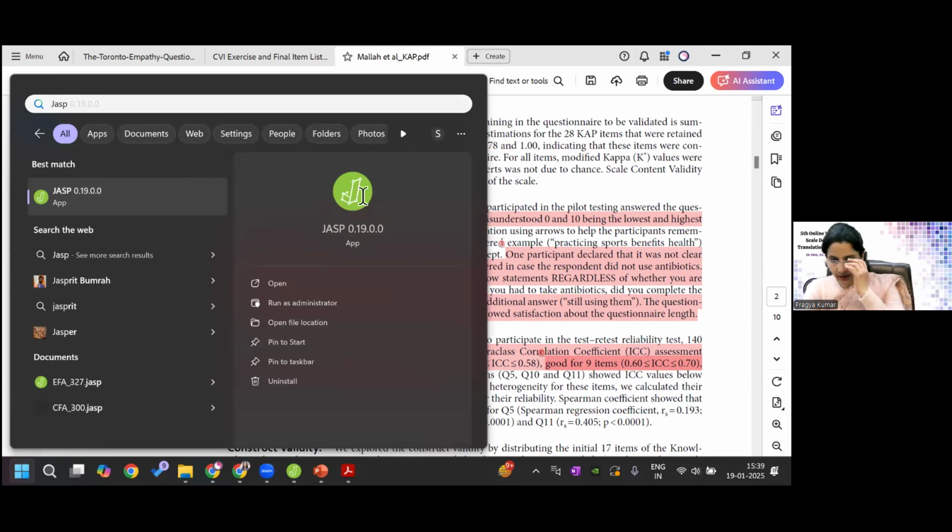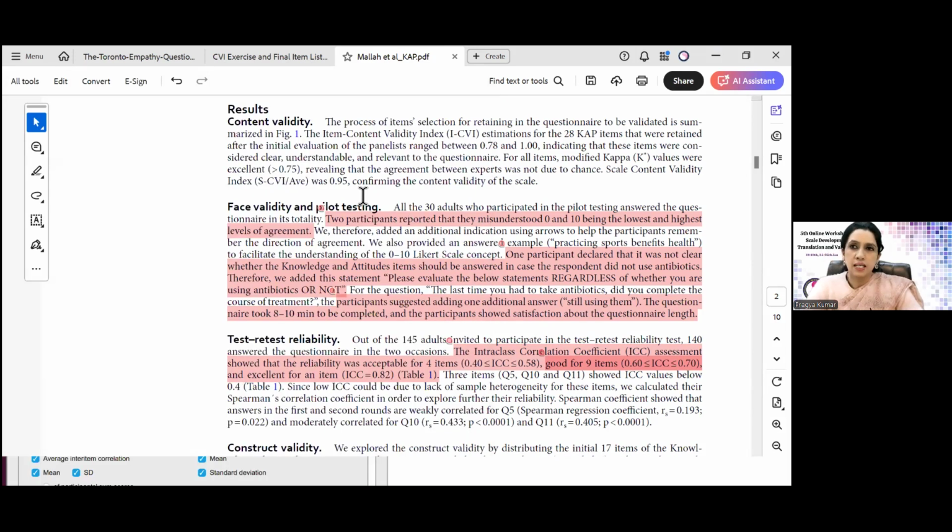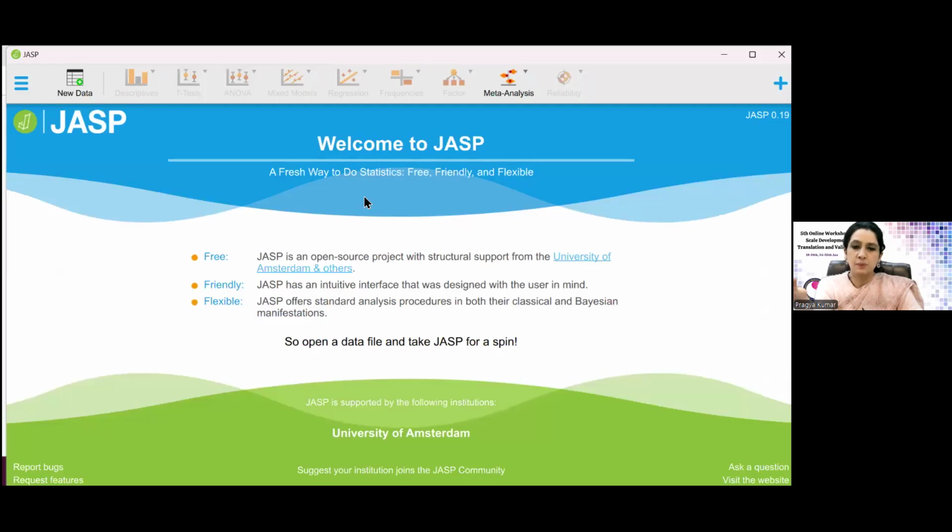Click this, and JASP imports the CSV file. I have not told you about Jamovi, but Jamovi can import all file types. But JASP can import only CSV files. So whatever the data is, you convert it and save it as a CSV file.